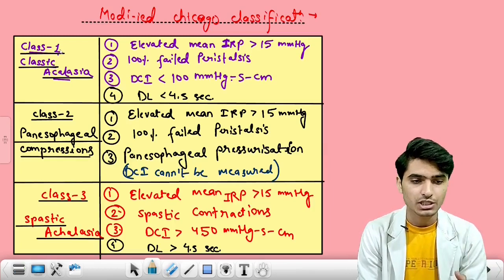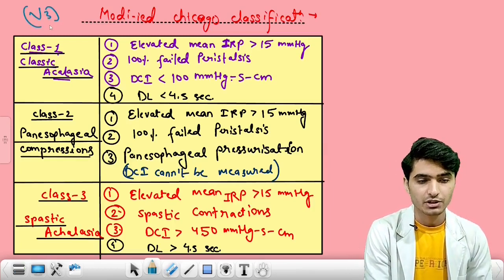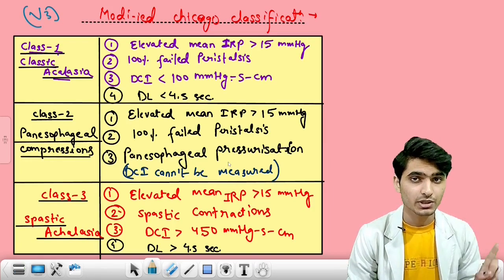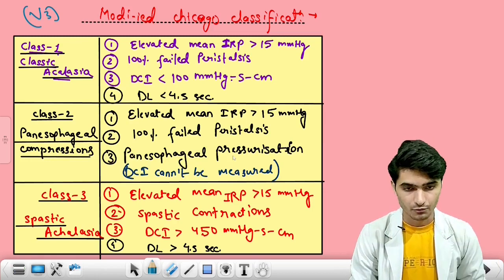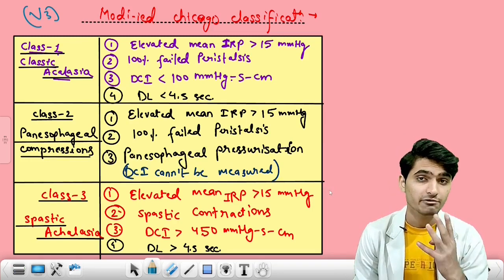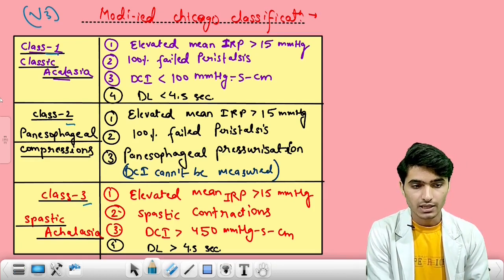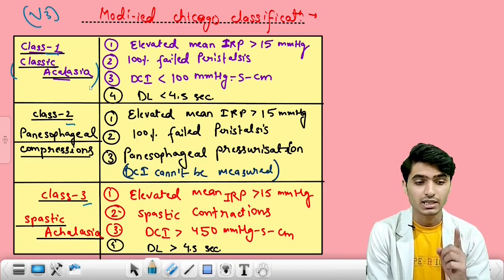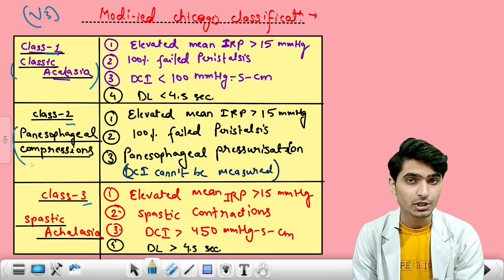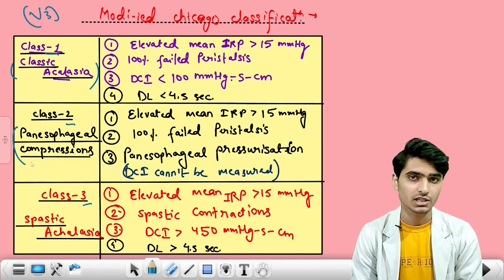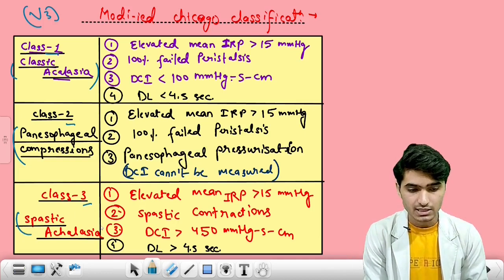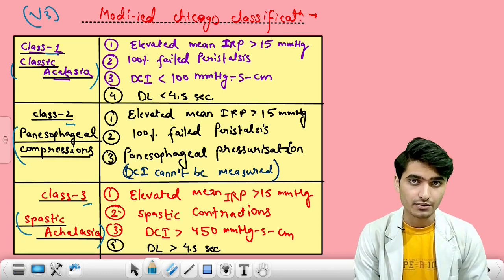But now we will go for the modified or version 3 Chicago classification, and this classification has also been discussed in my last video. Do check it out for great details. In this classification we have 3 classes: class 1, class 2, class 3. Class 1 is called classical achalasia, class 2 is pan-esophageal pressurization, and the third class is spastic achalasia.